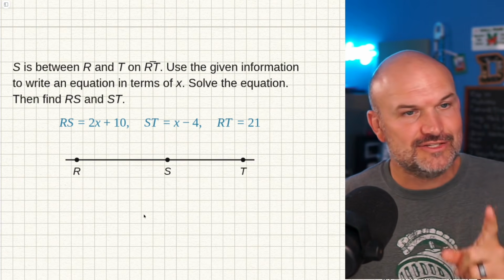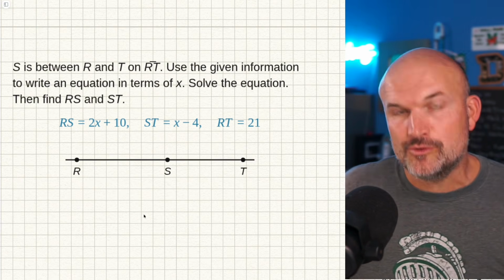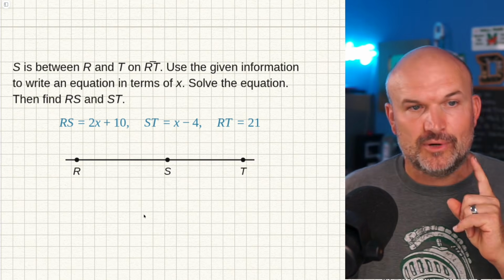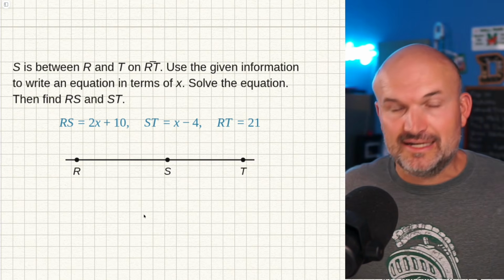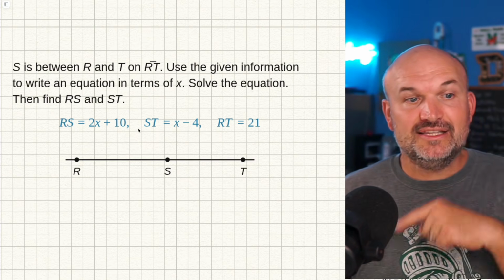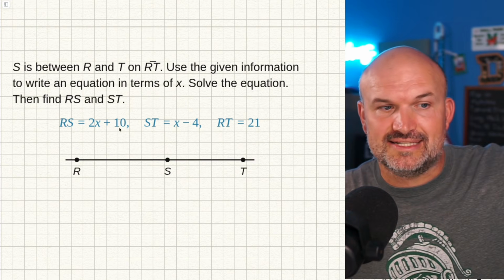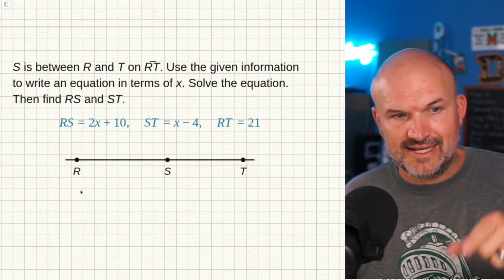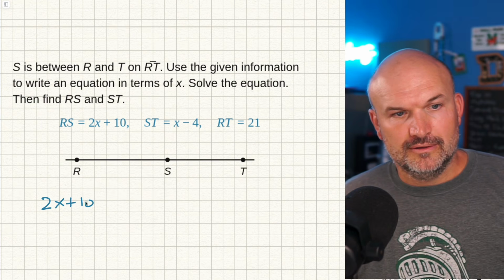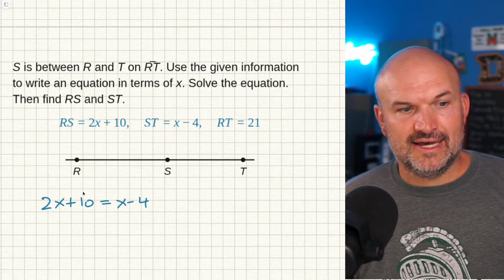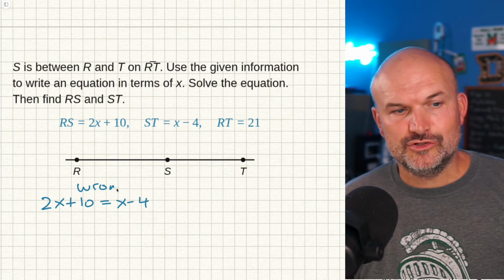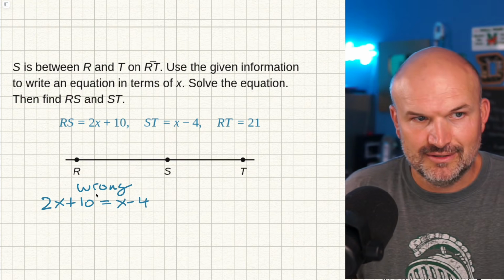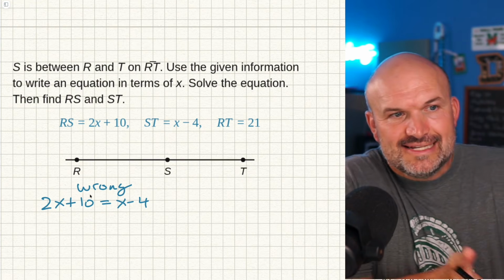Now, again, a lot of students sometimes will mistake this. They see "in between" and they immediately think midpoint, and they might even start forgetting what they're trying to do. They immediately start doing exactly what we did in the last example. They set 2x plus 10 equal to x minus 4. And we do not want you to do that. Read the question. It just says between. It does not say it's the midpoint.